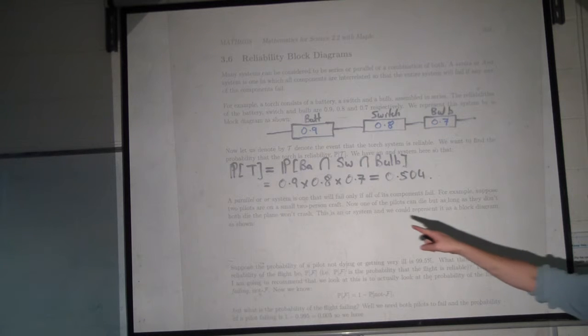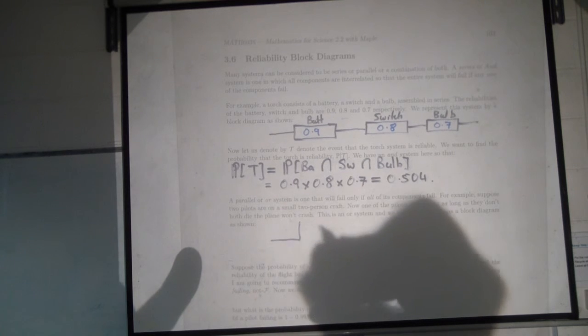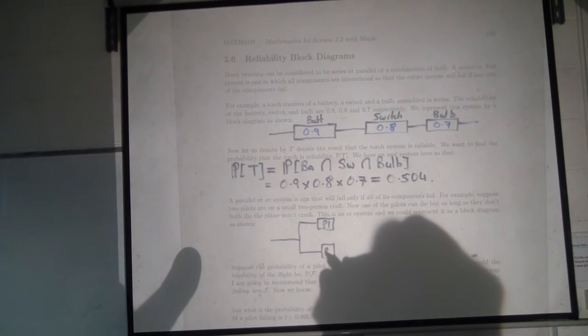The other one would be a parallel system, or it'd be an OR system. So a parallel system fails only if everything fails. So an example is 2 pilots on a 2-person craft, for example. So it works as long as they both don't die. If they both die, you're in trouble. So we'll look at it something like this. This is how I'll draw it. Pilot 1, pilot 2.